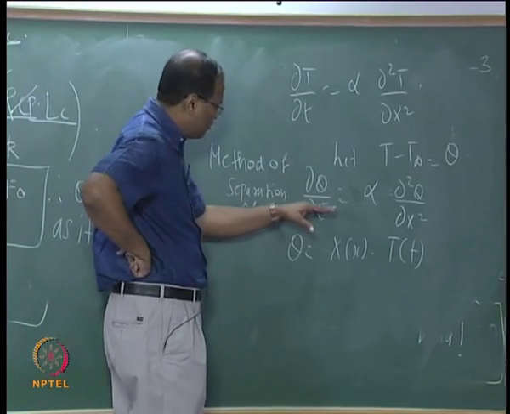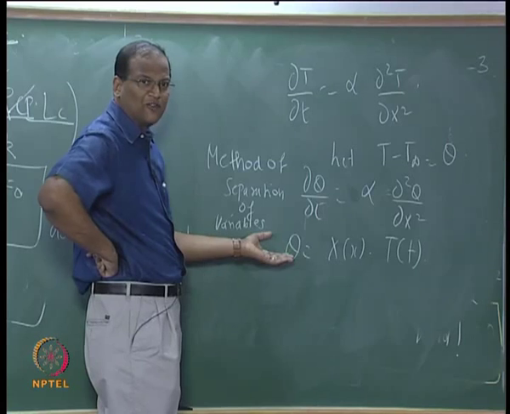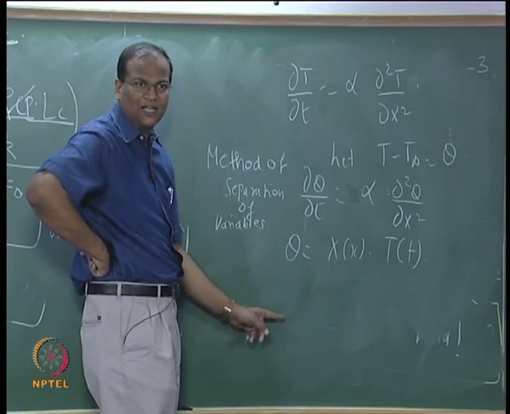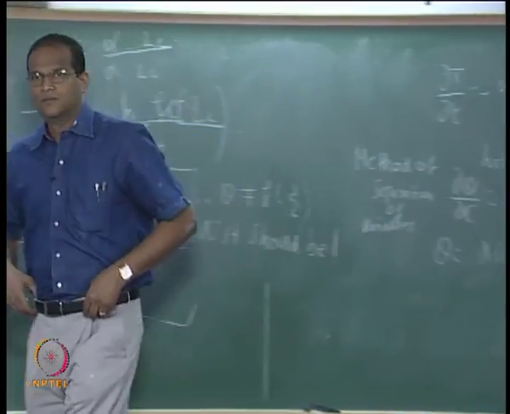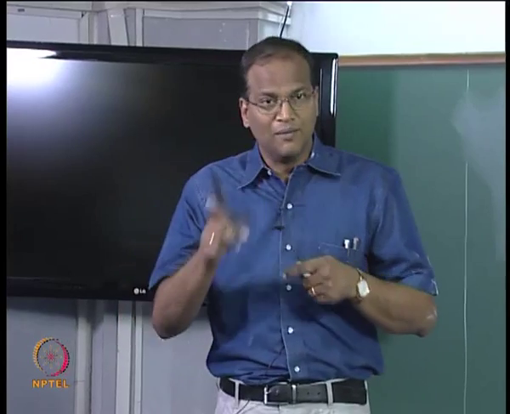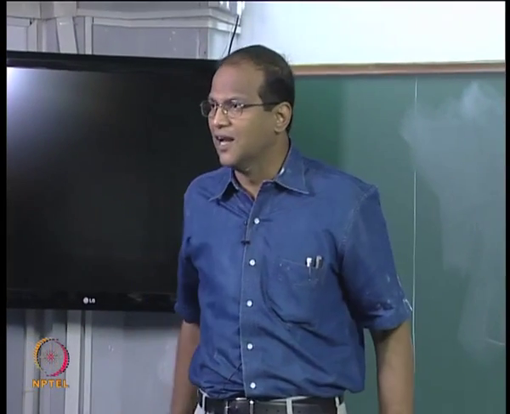I should not put method of separation of variables here because the separation of variables has not come here. In the next two steps it will come when you put d theta by dx and d theta by dt. Okay. So this is the full solution which is applicable for the middle regime as well as for the early regime and the late regime.